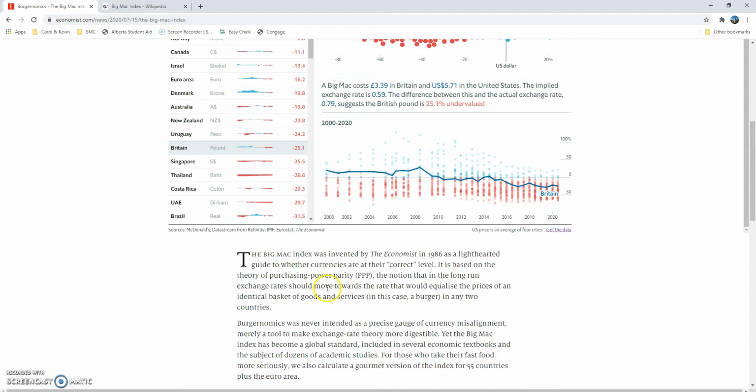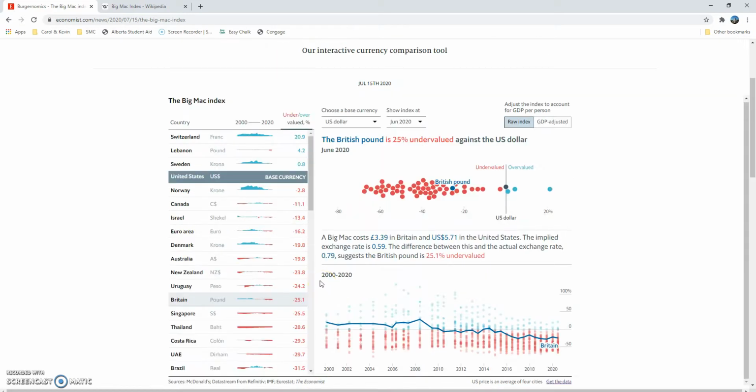In this case, as it says, he's using the Big Mac, basically finding out what a Big Mac costs in various countries in their currency, what the current exchange rate is, and what that says about how much a Big Mac should cost in those countries, and then stating whether or not the currency is overvalued or undervalued. So he found, as of June 2020, that the British pound is 25% undervalued.